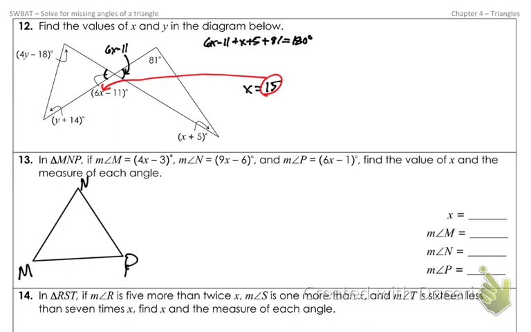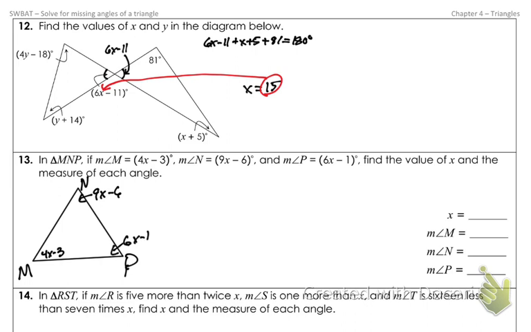And I'm going to draw it the same way every single time. This is going to be important today because we're going to talk about isosceles and equilateral triangles. It's going to be important for us to draw the drawings correctly. Now it says angle M is 4x minus 3. It says that N is 9x minus 6. And it tells us P is 6x minus 1.